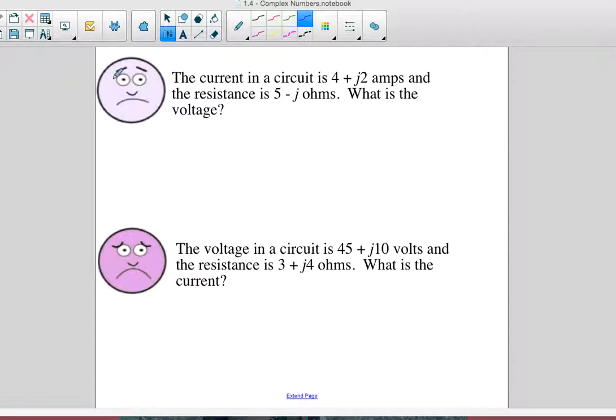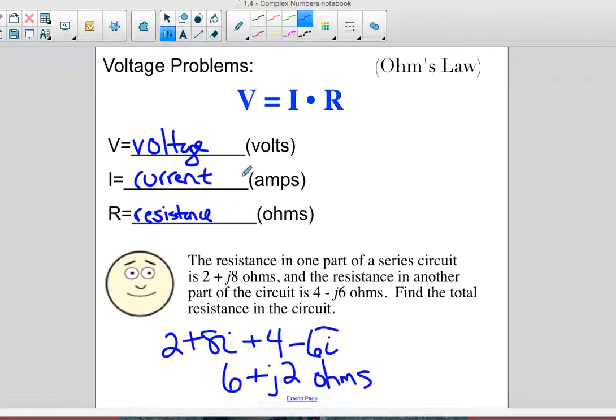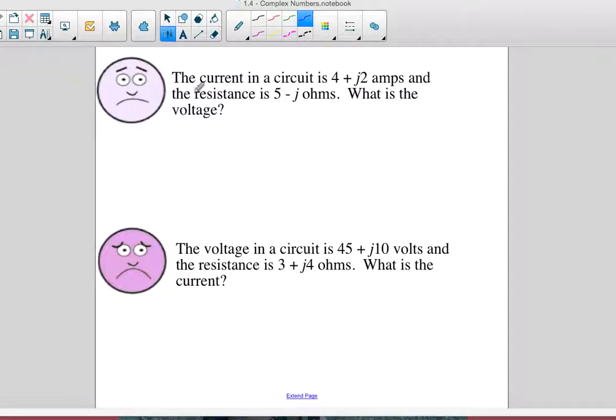All right, so a little bit trickier here. This guy doesn't look quite as happy. The current in a circuit is 4 plus J2 amps, and the resistance is 5 minus J ohms. What is the voltage, right? So if you remember from the last slide, voltage is the current multiplied by the resistance. So if we have a current and a resistance to get the voltage, we need to multiply these two things together. And again, I'm just going to use I. So I have 4 plus 2I multiplied by 5 minus, I'm just going to write it as 1I, or just I, instead of J. Ohms, and that's it, right?